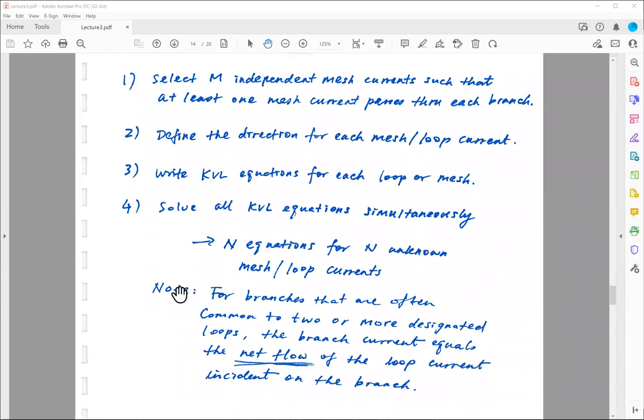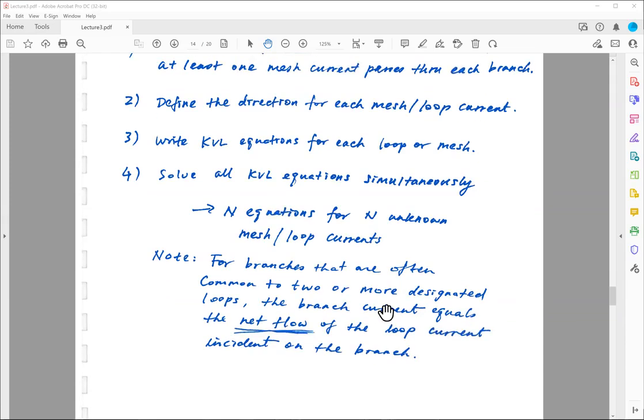It is also important to note that for branches that are common to two or more designated loops, the branch current equals the net flow of the loop currents incident on the branch. And this is something that I'm going to illustrate using our examples next.